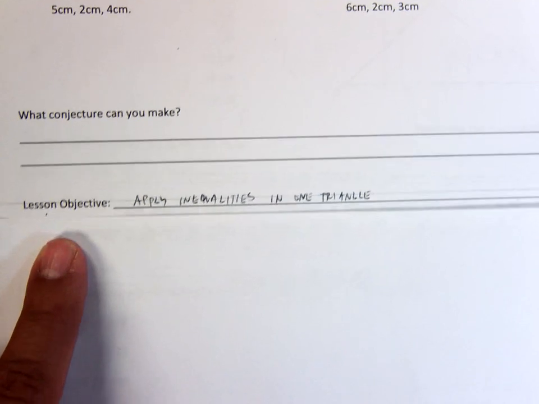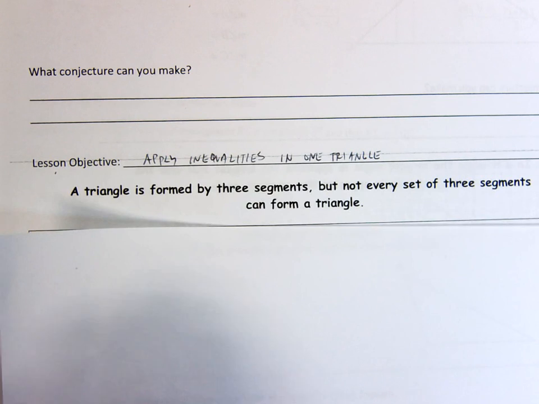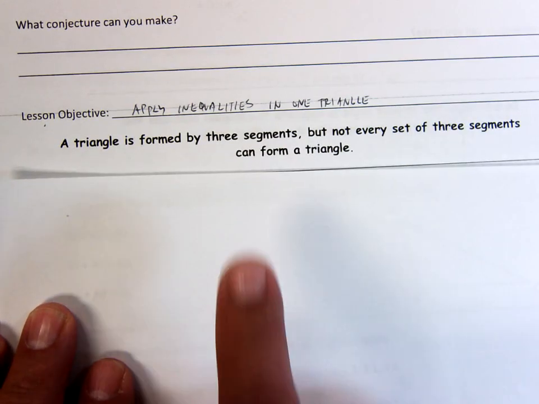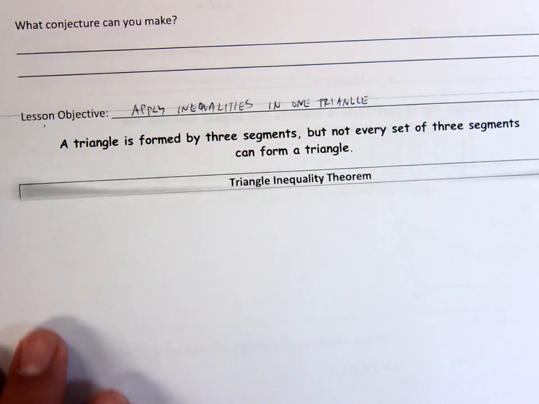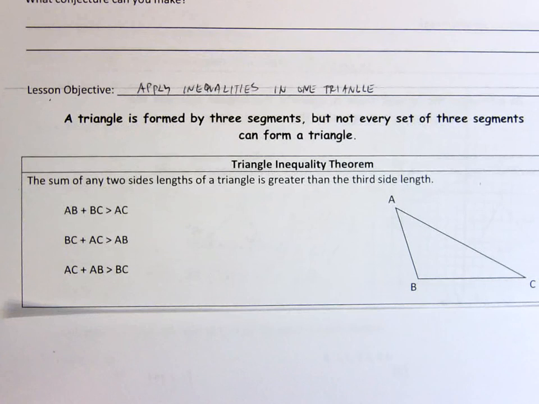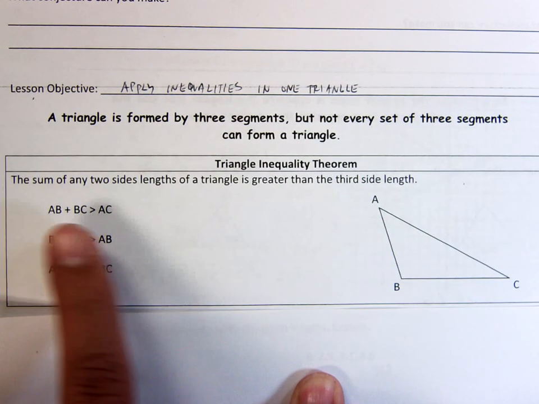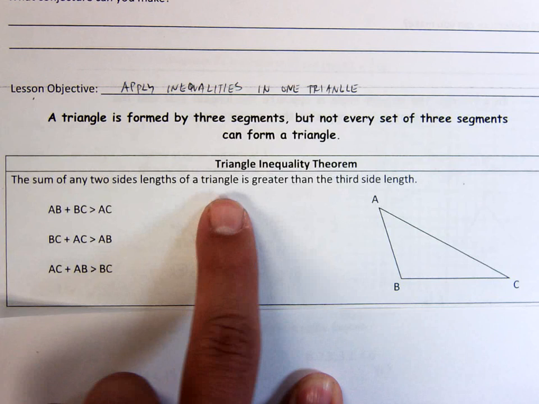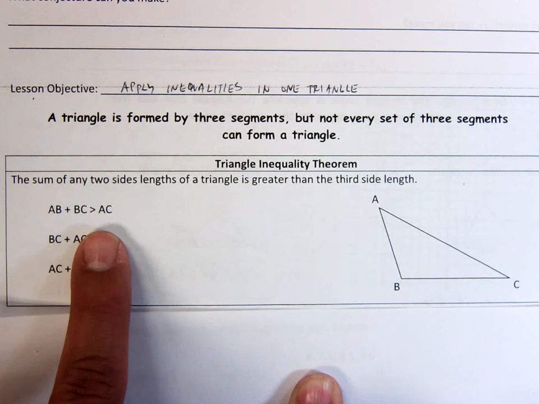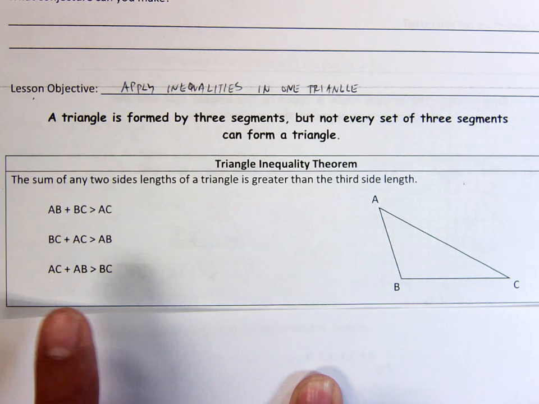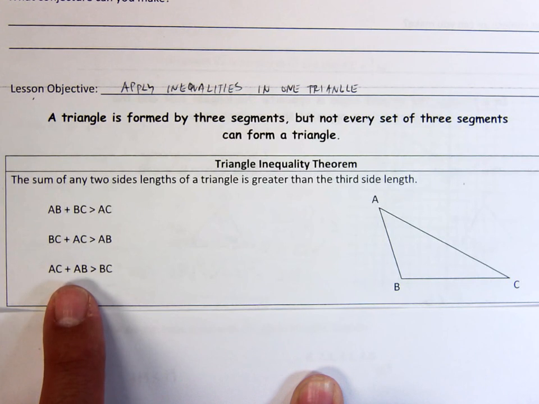My objective here, we're going to apply inequalities in one triangle. And again, we've talked about this a little bit. A triangle is formed by 3 segments, but not every set of 3 segments can form a triangle. So if I have triangle ABC, the sum of any 2 side lengths of a triangle has to be greater than the third side. So AB plus BC must be greater, not just equal, greater than AC. BC plus AC must be bigger than AB, and AC plus AB must be bigger than BC.